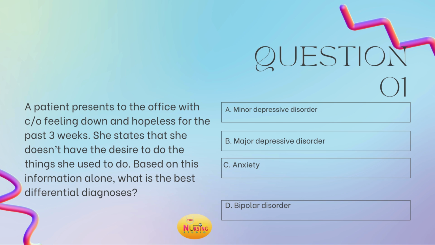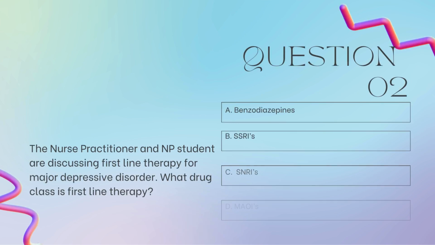Now, of course, we'll do some questionnaires, work through a few things, ask a little bit more questions as we are doing our exam. But it says, based on this information alone, what would be your best differential? So when you're building your differential diagnoses, you're considering all of these things. So you think depression, but then you begin to think major depressive disorder because it is more than 2 weeks. If they've been having these issues for 2 weeks or greater, it's considered major depressive disorder and not minor. Okay, so B is your best answer.